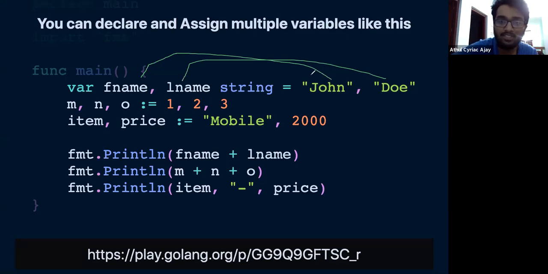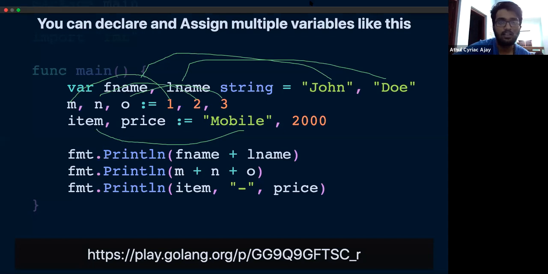So basically, I am hoping you are getting the idea. It's kind of like a queue data structure, so first come, first served. If fname and lname are declared and assigned, separated with commas, then John will be assigned to fname and Doe will be assigned to lname. This is the same in other languages too, where you give 1 to m, 2 to n, and 3 to o. Okay, so this is the basic idea.